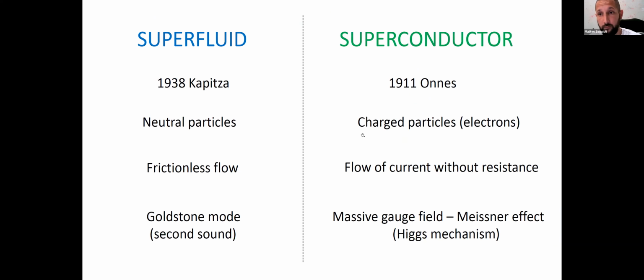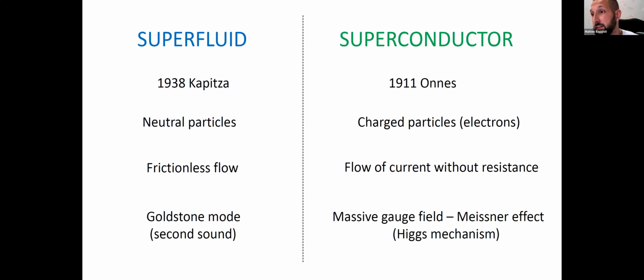Now, very quickly, the difference between superfluid and superconductor. Superfluids are basically about frictionless flow. There's nothing about flow of current without resistance. That's a property of superconductivity. So superfluid is a flow without friction, without viscosity. Superconductivity is a flow of current without resistance.